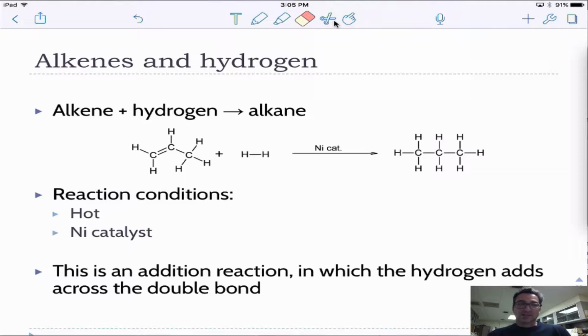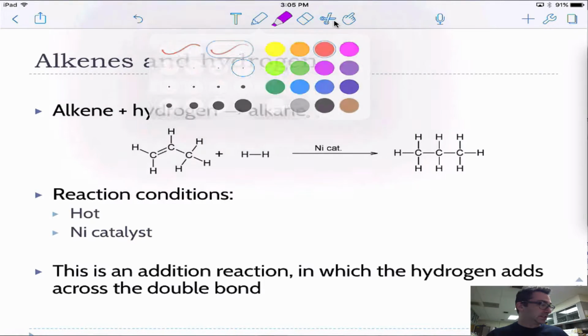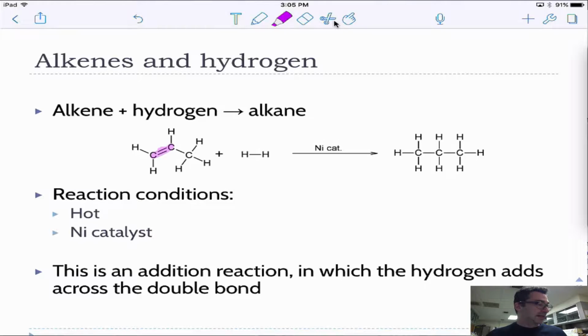So, the alkenes, you add hydrogen to them and they form an alkane. And so you can see that here's my double bond. My double bond is broken, and I now have a saturated hydrocarbon. Now, for the conditions for this, you want it to be hot. That will help the hydrogen add to the alkene, and it will help break the double bond.